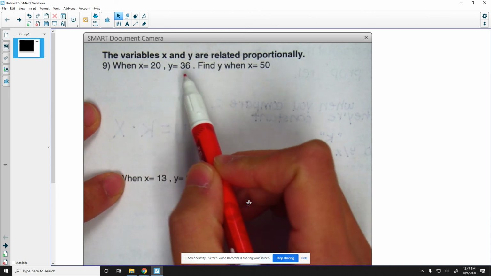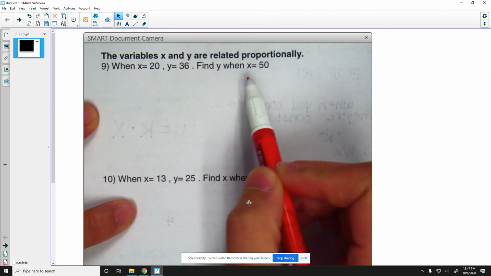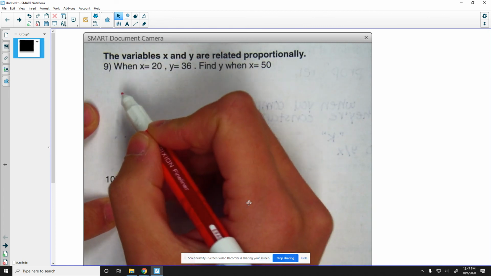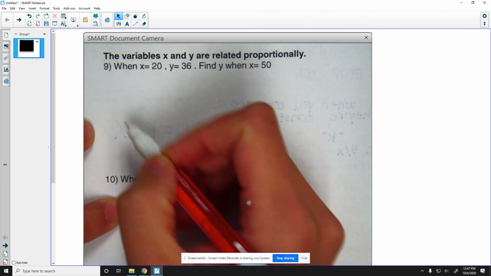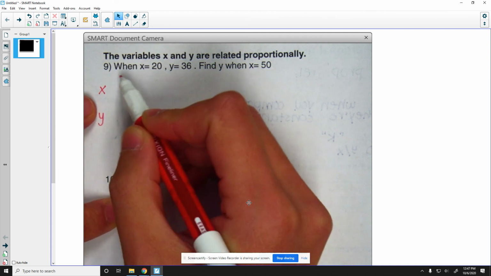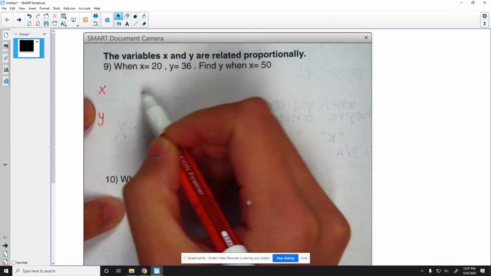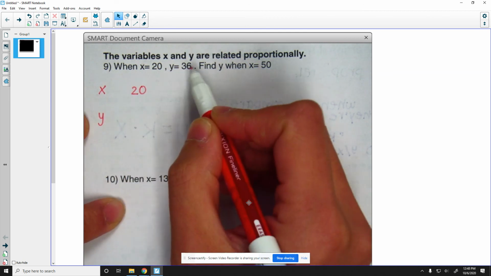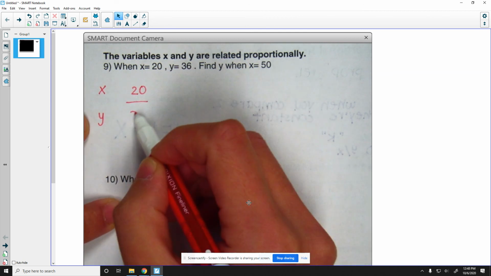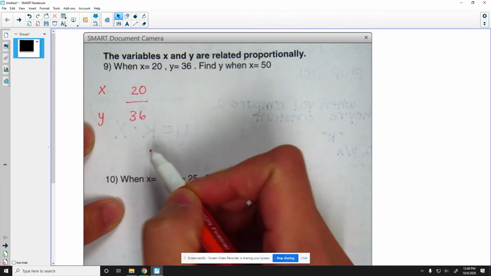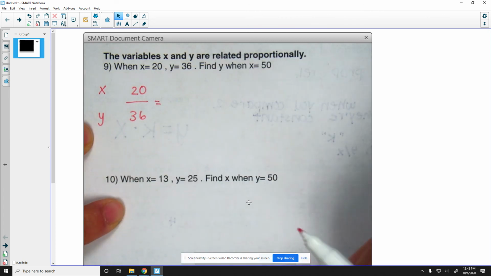When x is 20, y is 36. Find y when x is 50. So remember, let's label. When I label, what is on top, the x or the y? X. X is on top and y is on the bottom when I label. So when x is 20, 20 is on top. Y is 36, so 36 is on the bottom because the y's are on the bottom. So find y when x is 50.